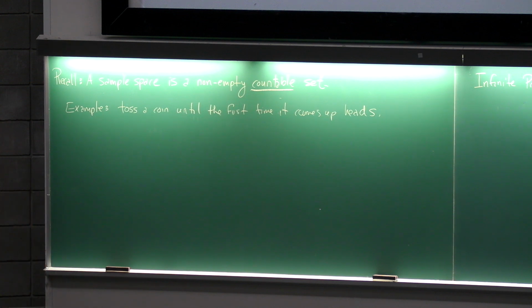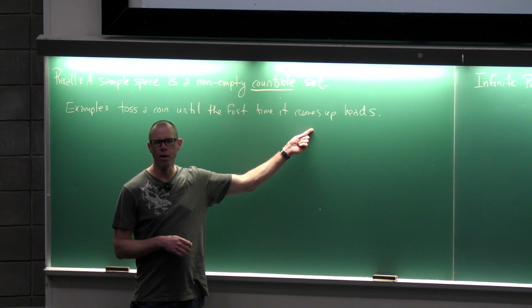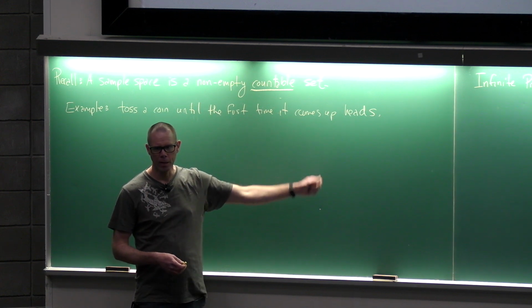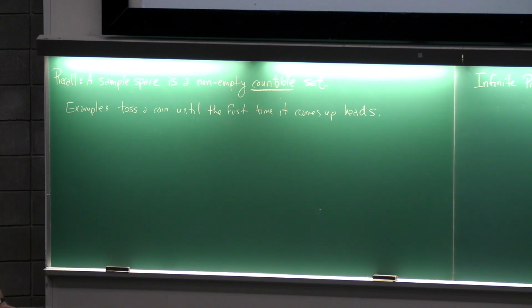Why? Because for every positive integer n, there is a possibility that I toss the coin n times and I don't have a head yet. So that means that for every integer n, the size of your sample space is bigger than n, which is really what it means to be of infinite size: that you're larger than any finite number.